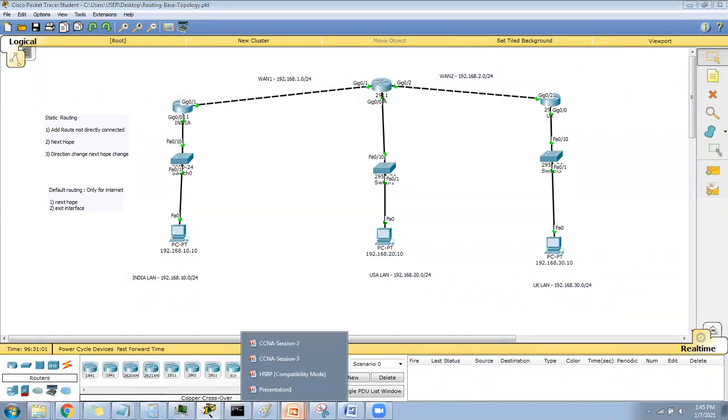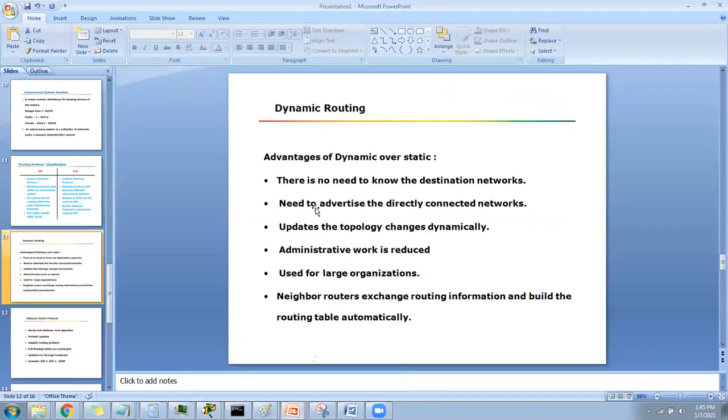But here in dynamic routing, you need not add that. Updates of topology changes happen dynamically. If any network is added, it will go to all the routers dynamically. That is why I told you this is automatic. Then administrative work is reduced. This is a one-time configuration. Just do it, that's it. And if you add new networks, they automatically get added.